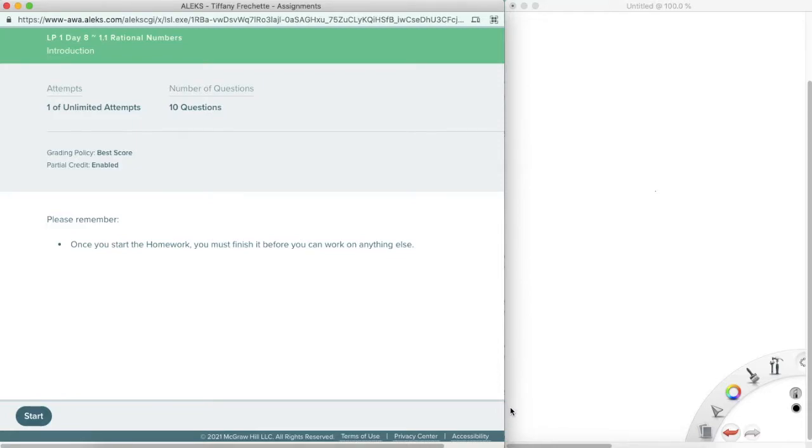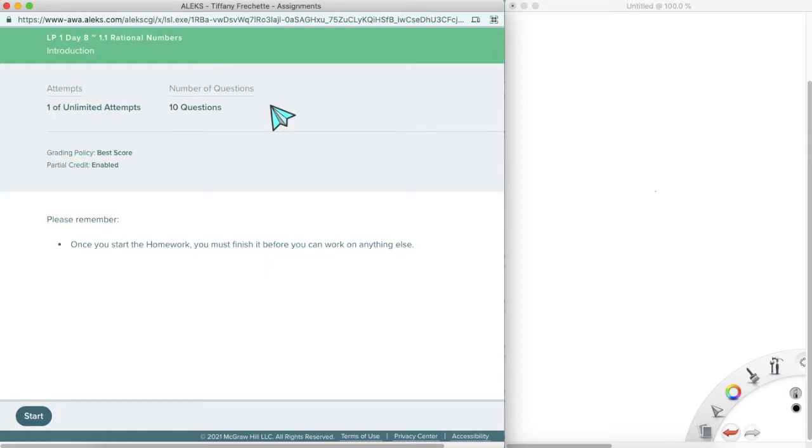All right, so we are going to be doing the very first section of Chapter 1 called Rational Numbers. This is for Math 8. I'm going to actually go through the ALEKS assignment as we've assigned it for our centers. So you can see that I have unlimited attempts and there are 10 questions. It's not showing me a due date on this one because it's on the teacher side.